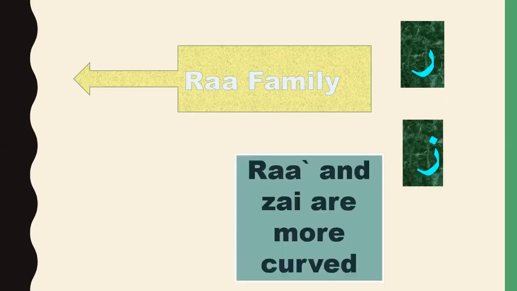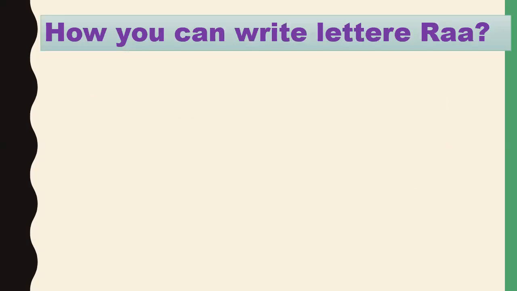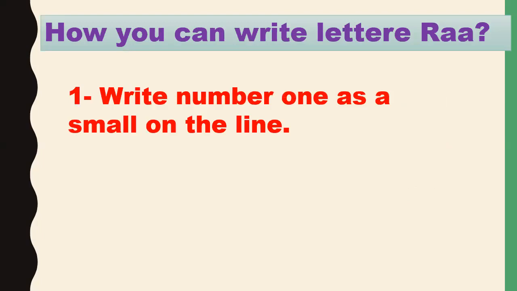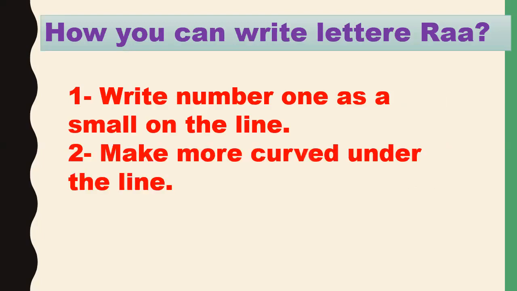Let's go to the second family, Ra family. It has two letters, Ra and Zai. Ra and Zai are more curved. How can you write letter Ra? Are you ready? Write number one, small, on the line. Make it more curved under the line. Please repeat after me. Ra, Ra, Ra.